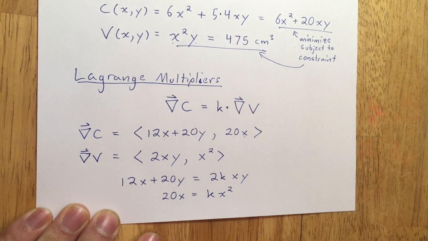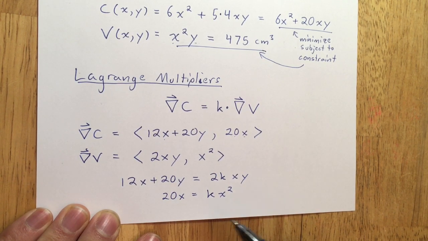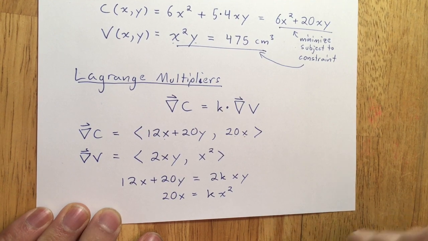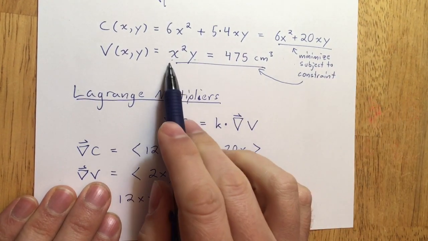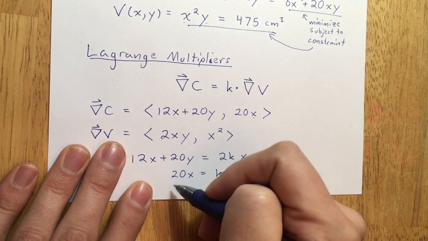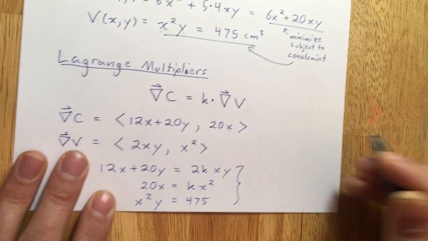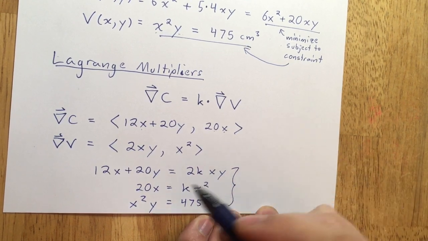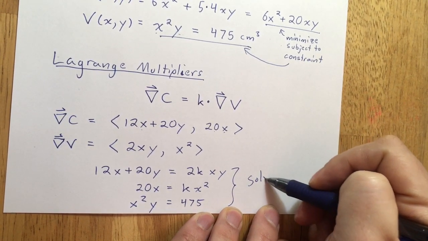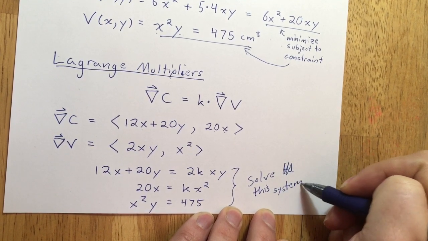So what I have here is a system of equations. But how many unknowns do I have? I have x, y, and k. Oh no, I have three unknowns, but only two equations. If you have three unknowns, you want to have three equations to be able to solve it. I need to find a third equation somewhere. Well, I have one we haven't really used yet. That's the constraint equation itself, right here. So we can add this to our list: x squared y equals 475. So this here is a system of equations. Three equations, three unknowns, and we want to solve this. The goal of this problem is just to solve this system. I'll post that in another video.